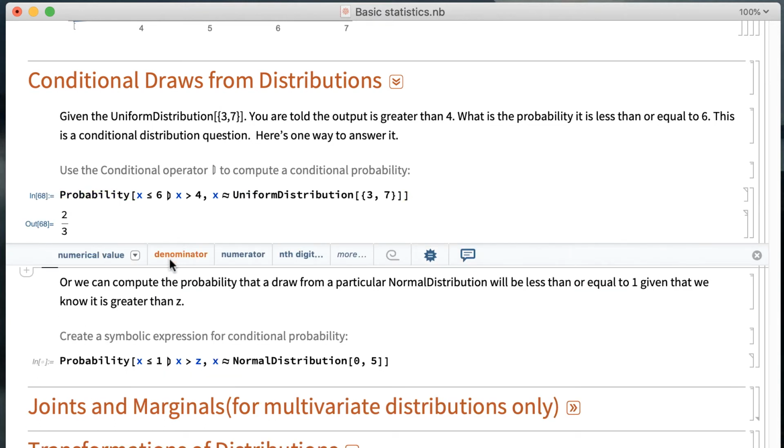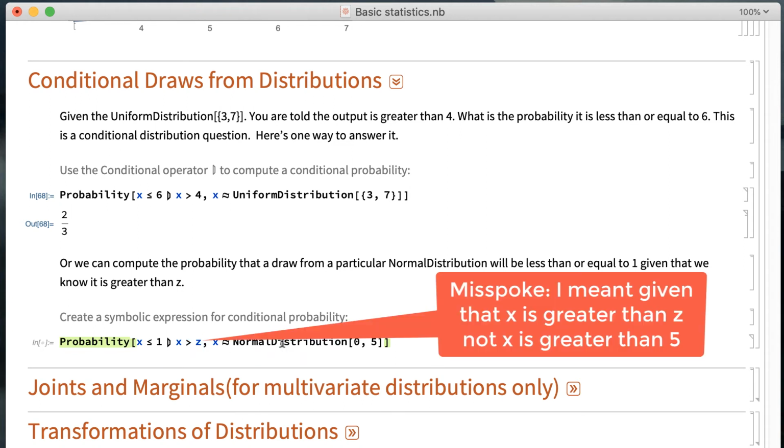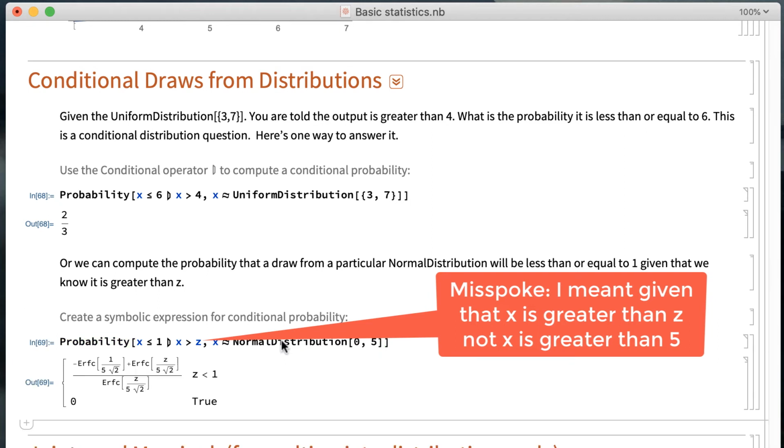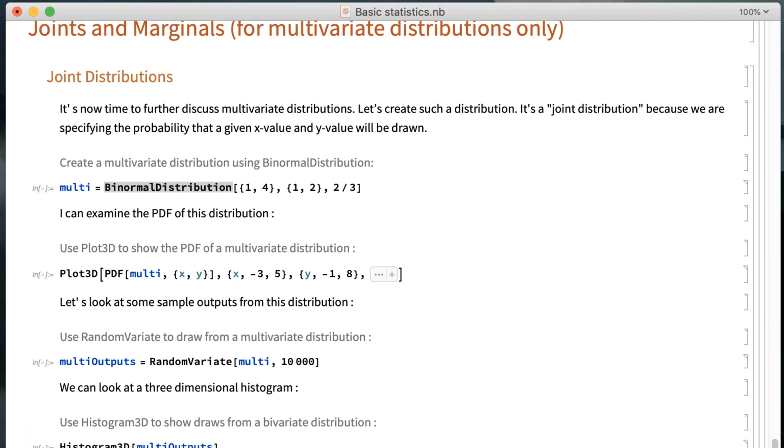If you think about it, the numbers that are greater than 4 are 5, 6, and 7. 5 and 6 are less than 6, so there you go. And we can also create a symbolic probability that a draw is coming originally from a certain distribution, but we're going to constrain the outputs in some fashion. So what's the probability that x is less than or equal to 1, given that x is greater than 5, and we're drawing from a normal distribution? And we get this very complicated expression here for what the conditional probability is.